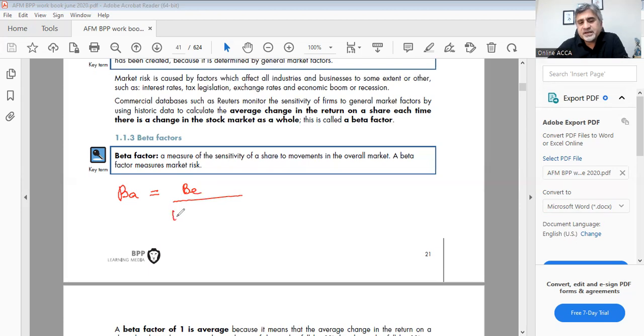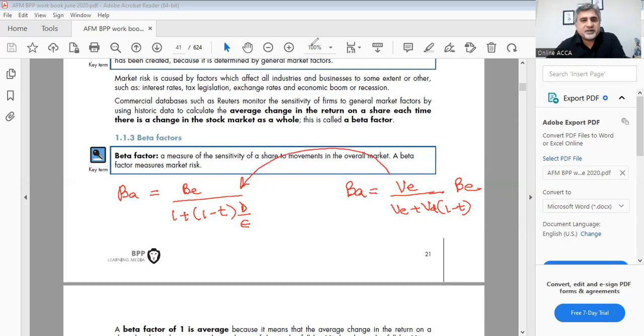There are 2 formulas, but ultimately both of them are the same. 1 plus (1 minus T) into debt over equity. You call it like this. This is one way of doing it. Or sometimes in some books, they write it like this: value of equity divided by value of equity plus value of debt into 1 minus T into BE, beta equity. Both formulas are the same actually. There is no difference in these formulas. This formula can be converted to this one, or this can be converted to this one. You can remember any one of them.